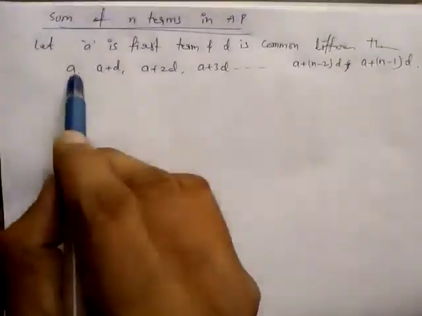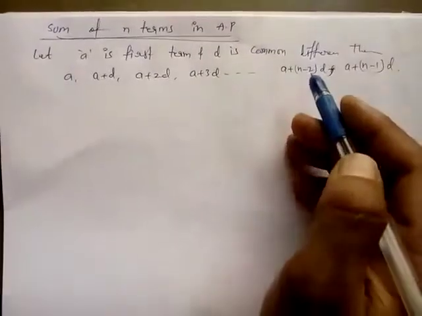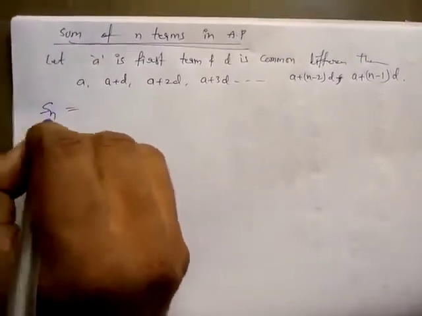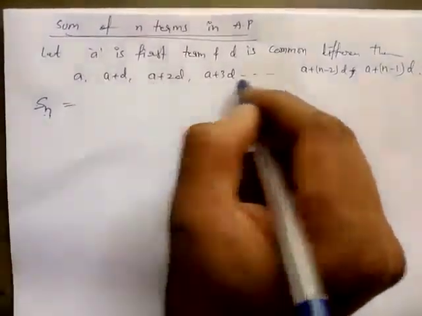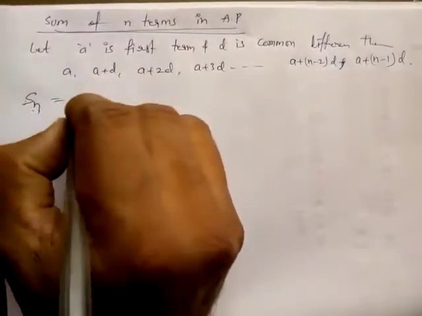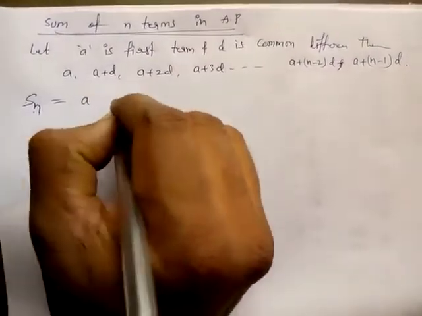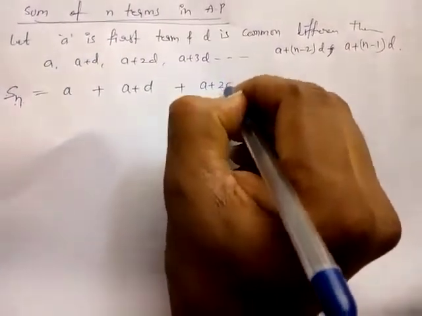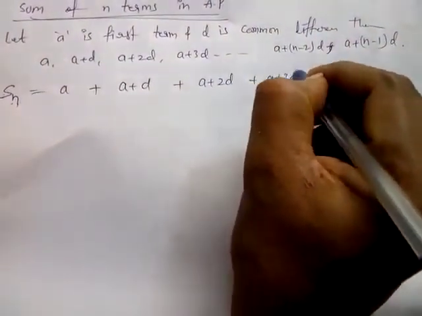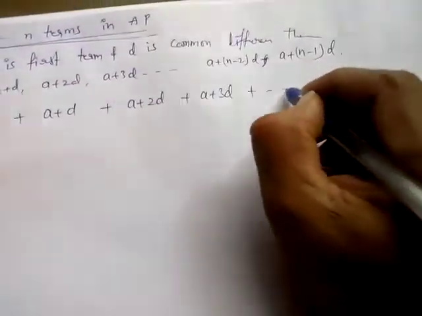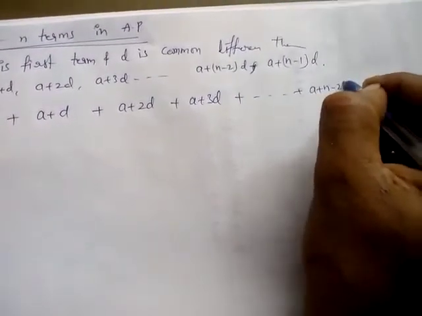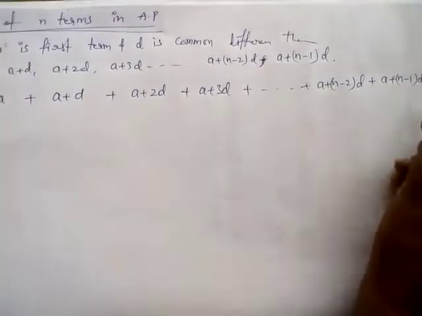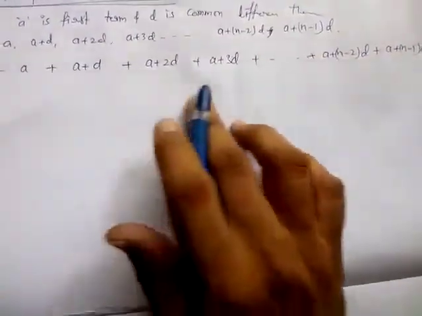So here we are asked for the sum of n terms in AP. It is denoted with Sn. Sn means sum of n terms. Sum of n terms means we have to add all terms of the AP: first term A, plus second term A plus D, plus third term A plus 2D, plus fourth term, and so on, plus A plus n minus 2 into D, plus A plus n minus 1 into D. So this is Sn, the sum of n terms in AP.